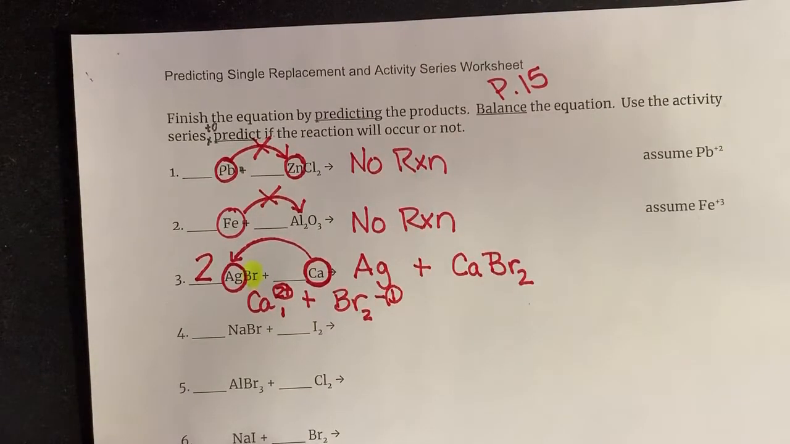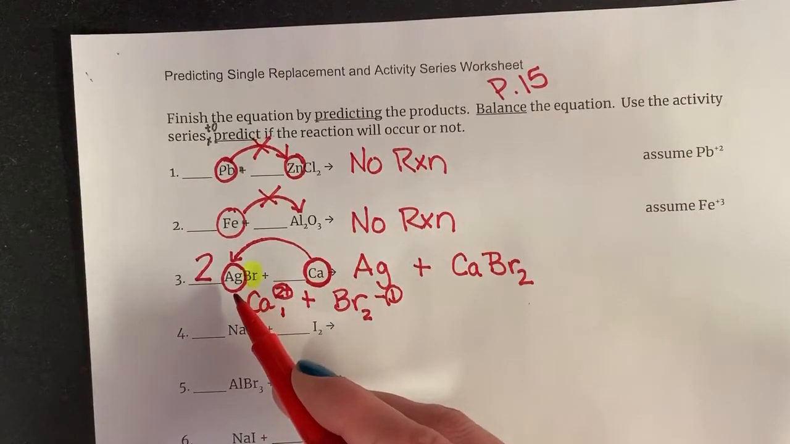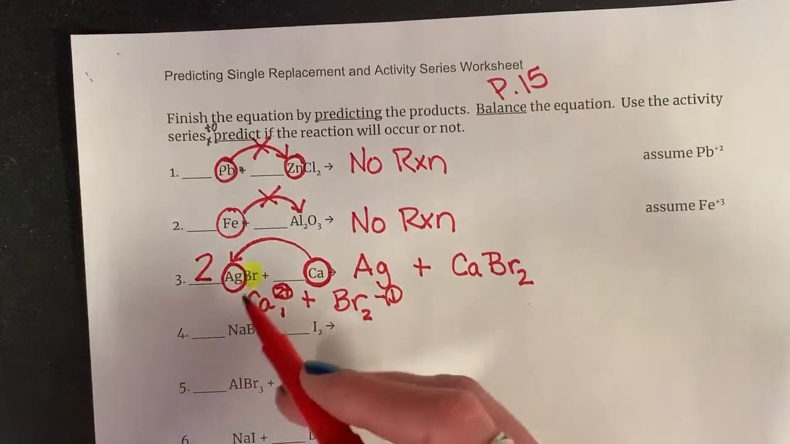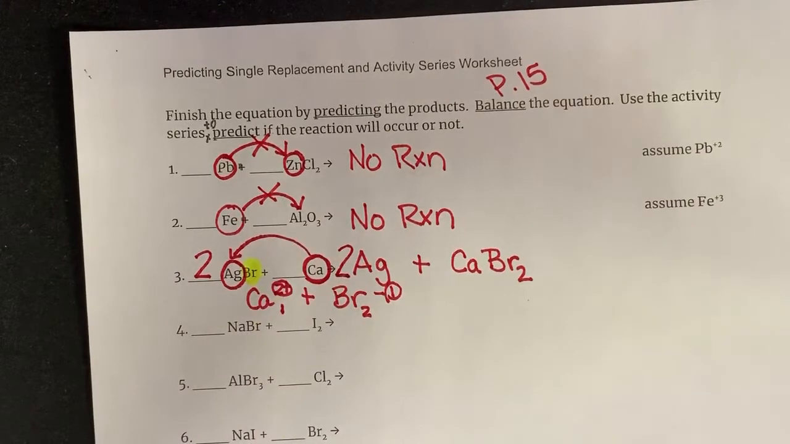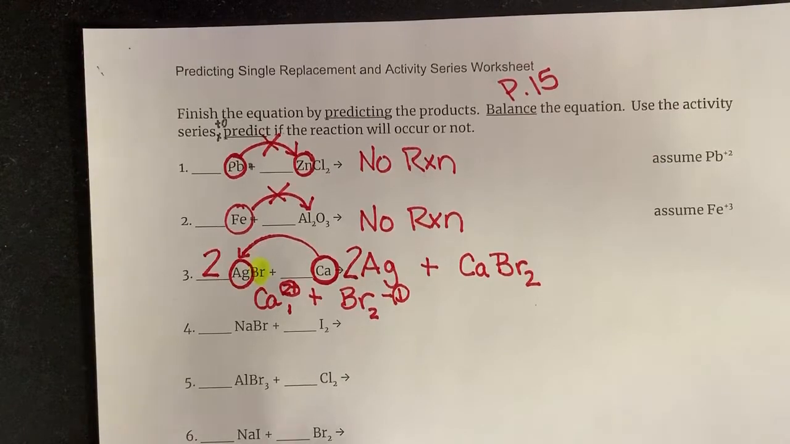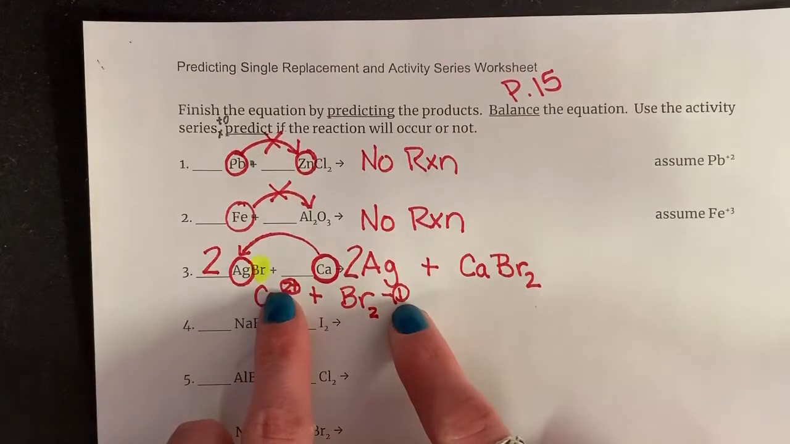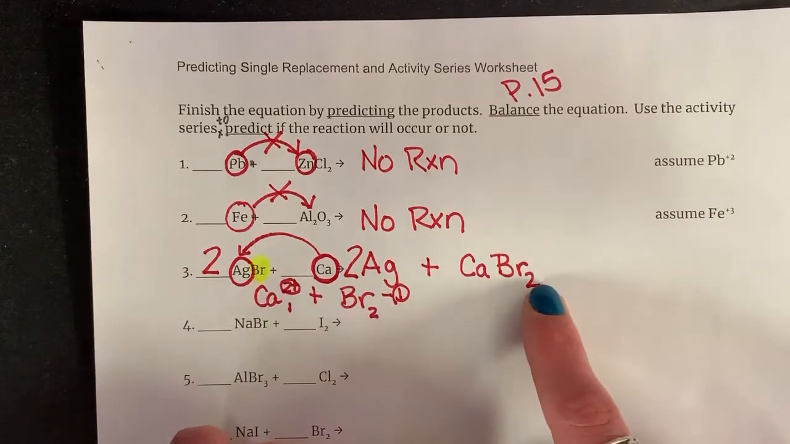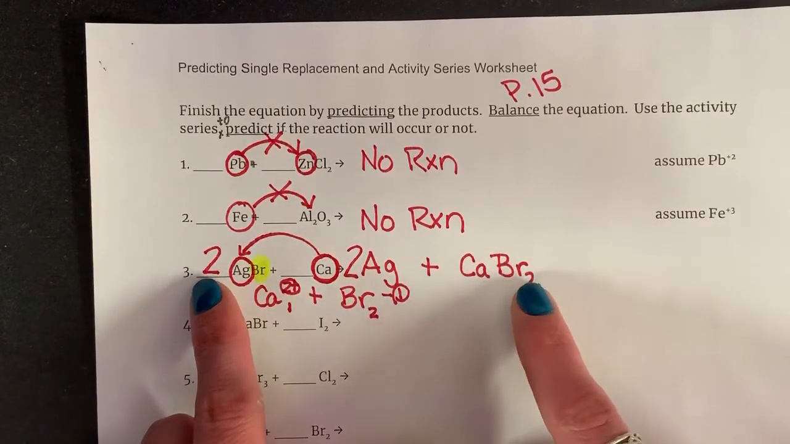But that 2 doesn't just fix my Br. He's also going to change my Ag. So now I have 2 Ags over here. So I need to come back to this side and multiply by 2. Okay? So when we do single replacement reactions, I always use little numbers, subscripts, in the back first to make sure that my charge is balanced. After I balance my charges, I use big numbers, coefficients in front to make sure that my equation is balanced.